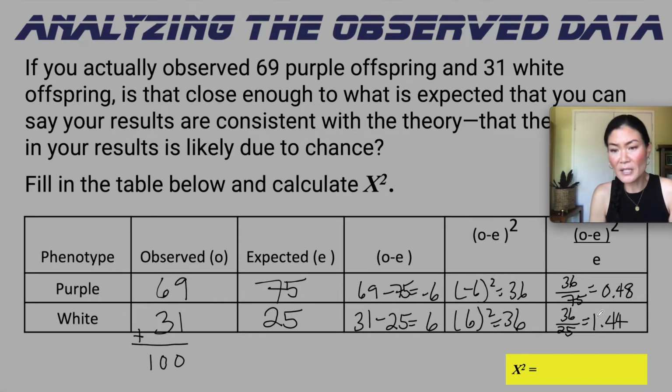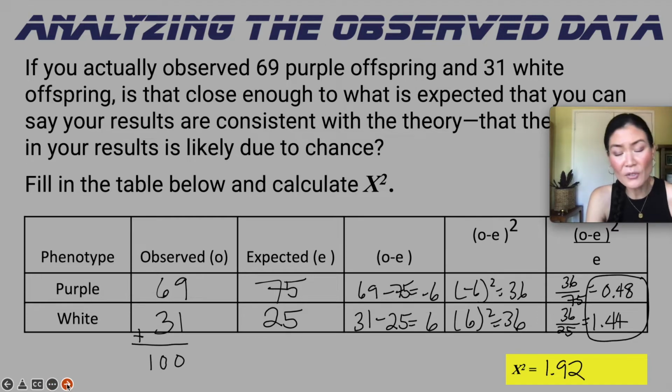And remember, chi-square is the sum. It's the sum of the data, okay? So that means we have to add these two values together. So when you add them together, you get 1.92. Okay, so chi-square is 1.92, but what does that mean? So 1.92, keep that data in mind.